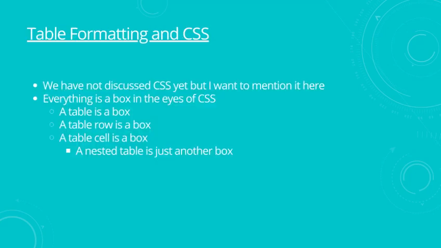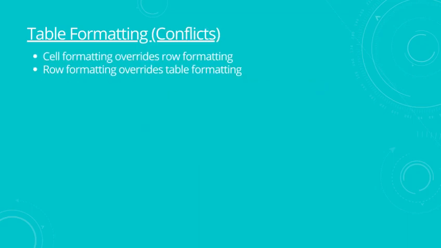Next is table formatting and CSS. We have not discussed CSS yet, but I want to mention it here. Everything is a box in the eyes of CSS. A table is a box, a table row is a box, a table cell is a box, and a nested table is also just a box.